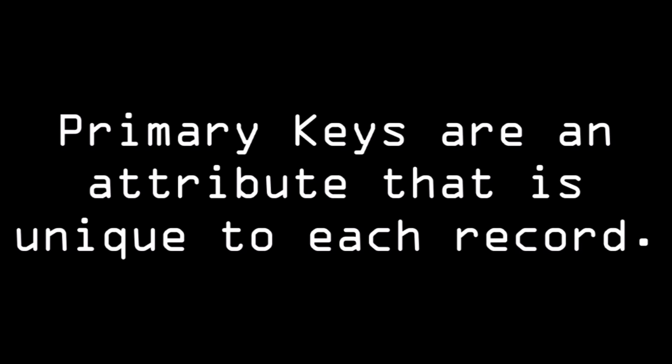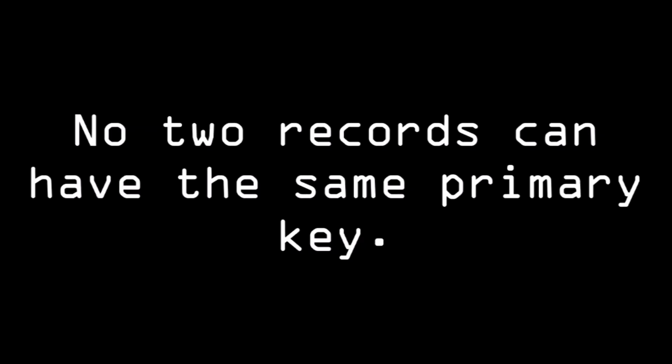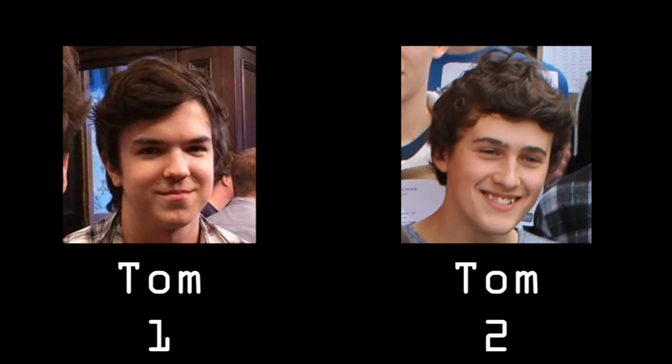Primary keys are an attribute that is unique to each record. No two records can have the same primary key. For example, here are two Toms. While these two Toms will have the same data under the name attribute, they will have unique primary keys to help distinguish them. Which is good, because I certainly wouldn't want to get these two mixed up. I mean, what even is this? Ugh.